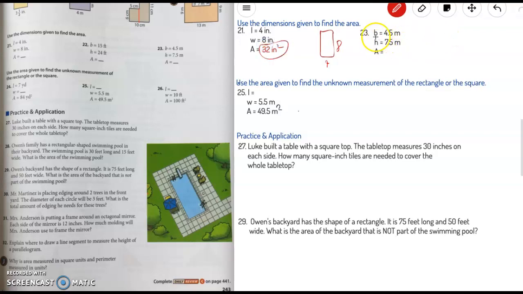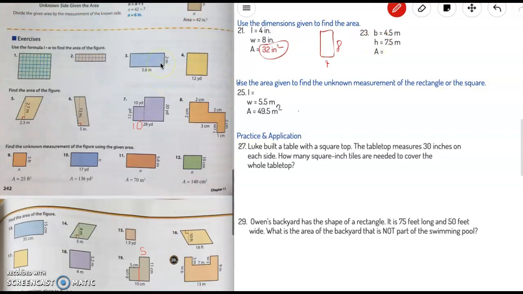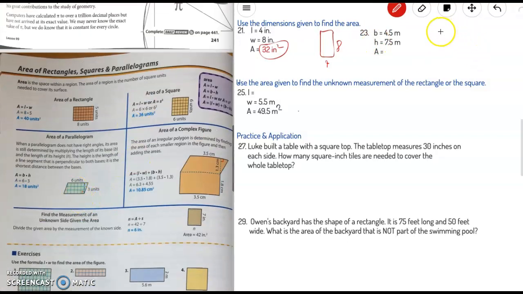23. This time we have a base and a height, so we can assume that we have a parallelogram. Let's just draw a quick sketch. So the base is 4.5 meters, whereas the height, which is this thing, is 7.5. Okay, and same thing, we're just going to multiply, and that gives us 33.75 meters squared.